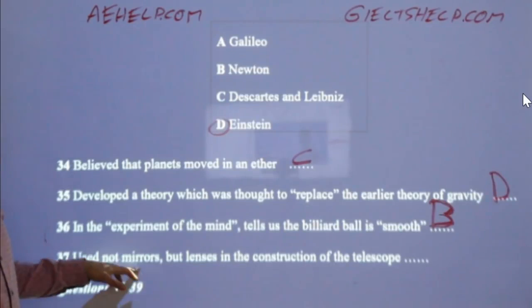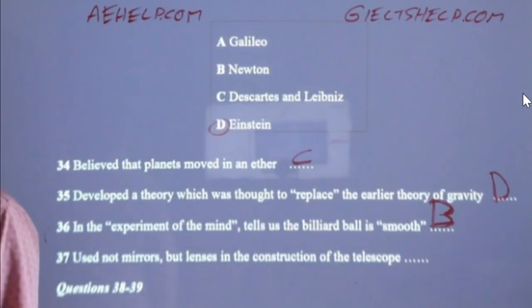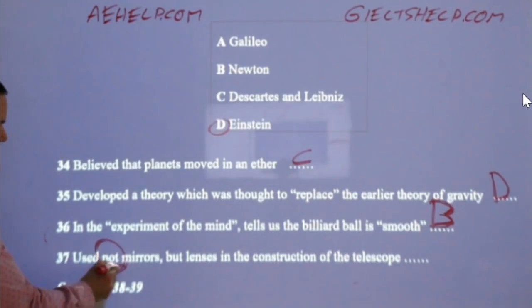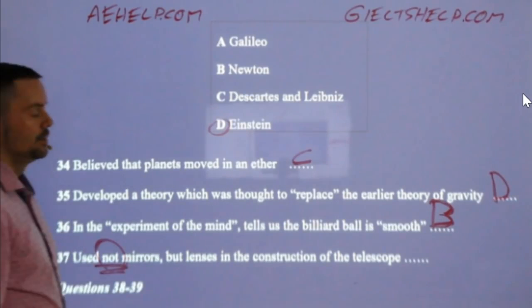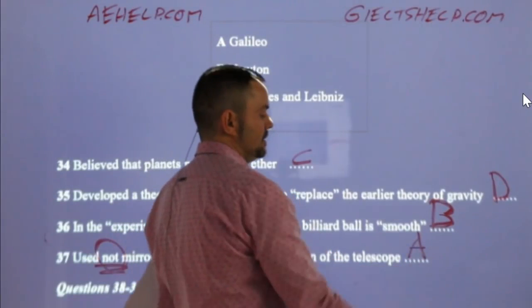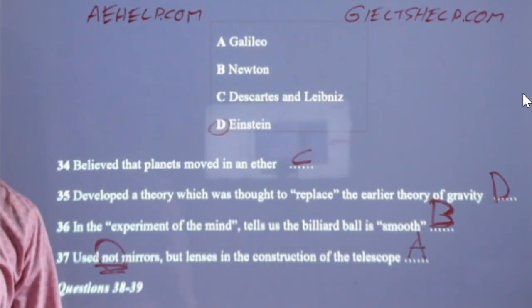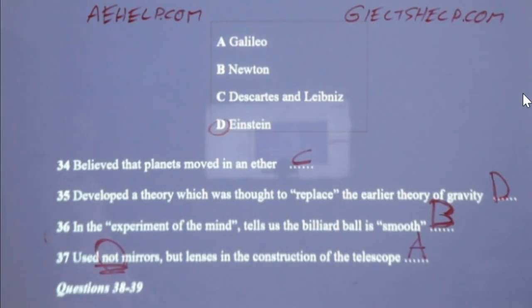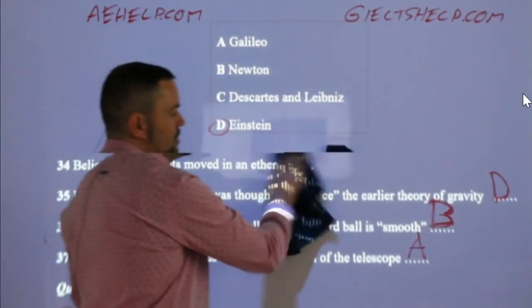37 used not mirrors but lenses in the construction of the telescope. So last one of these questions, 37, used not mirrors. So pay really careful attention to this negative. Used not mirrors but lenses. Don't rush through the words. It was Galileo, right? Galileo's famous lens telescope to see the world. Yeah, absolutely, to see the stars. So C, D, B, A. Good. All right. So far, so good.